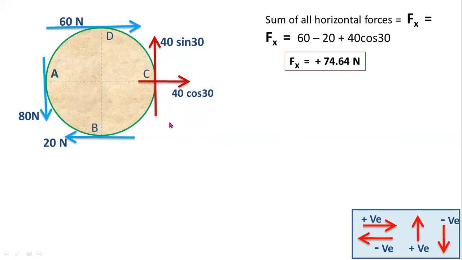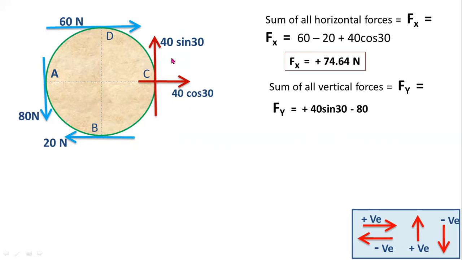Now you have to consider vertical forces. This one is vertical force 40 sin 30. This one also vertical force, 80 Newtons, downward. For downward direction minus sign, for upward direction plus sign. Sum of all vertical forces equal to Fy. So plus 40 sin 30 minus 80. These two are the vertical forces. So for upward action positive sign, for downward action negative sign. Sum of all vertical forces equal to minus 60.